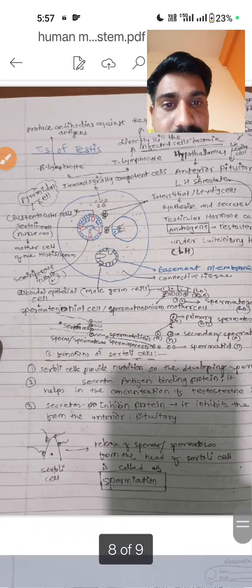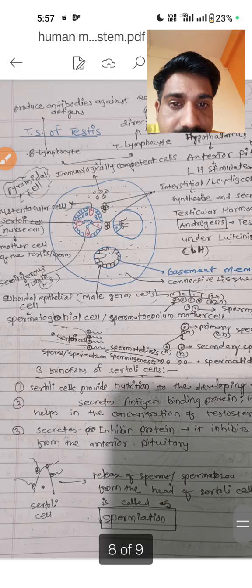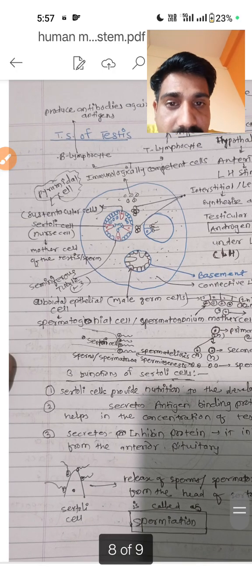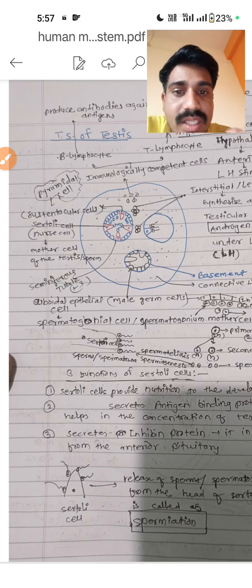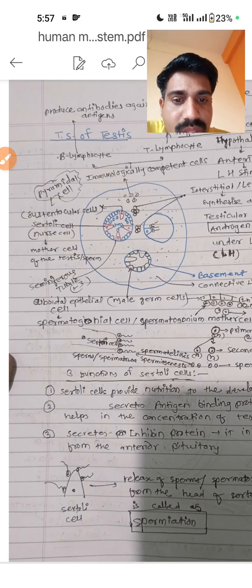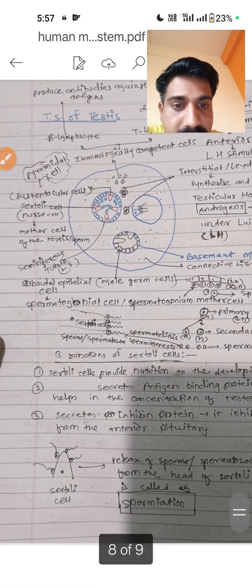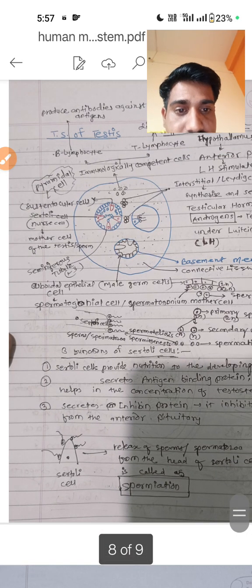The second red colored type of cell is the pyramidal cell, known as the Sertoli cell. We can also call it the nurse cell. Why is it known as the nurse cell? Because the Sertoli cell provides nourishment to the spermatozoa, or the sperm. There are three functions of the Sertoli cell.